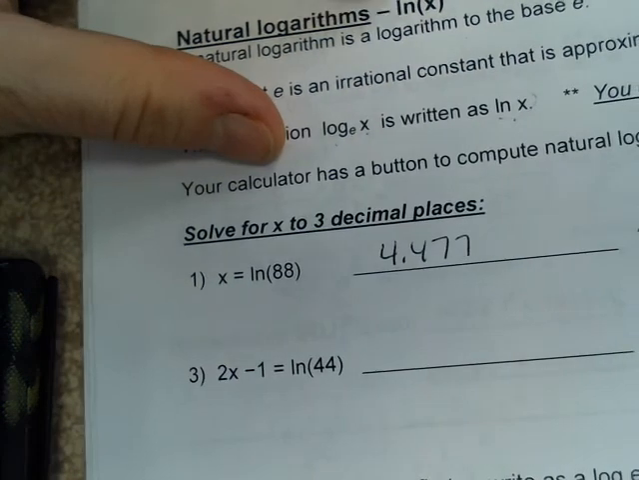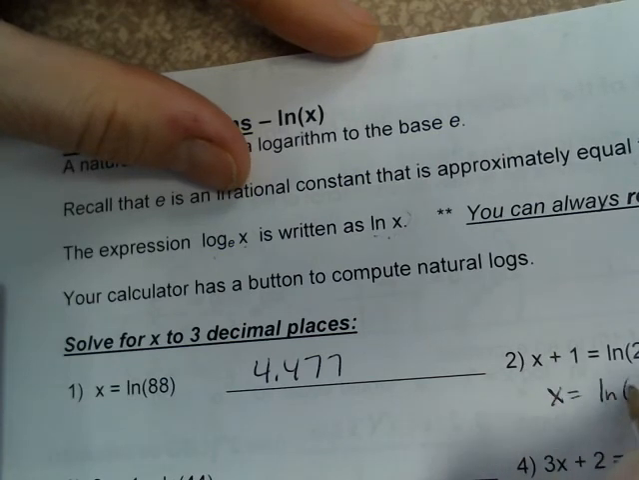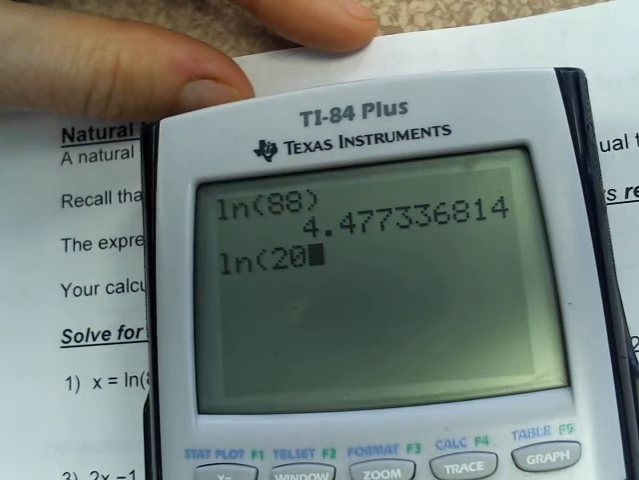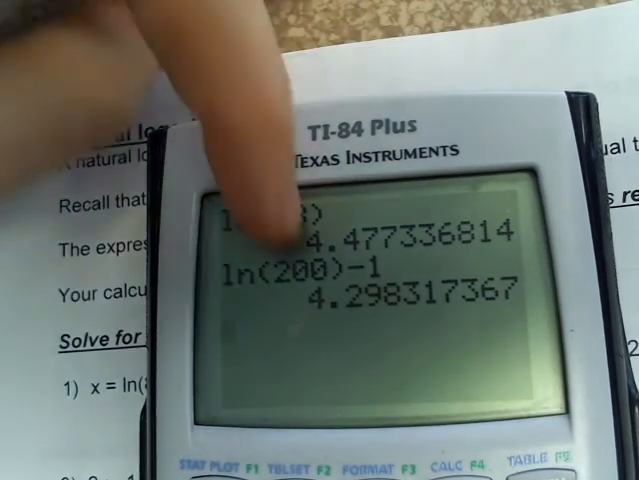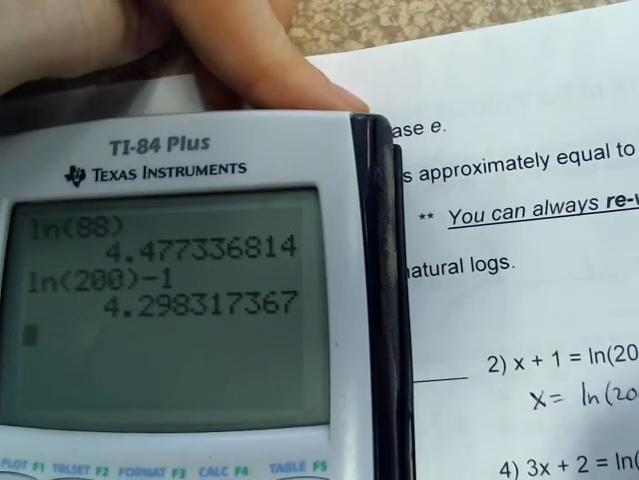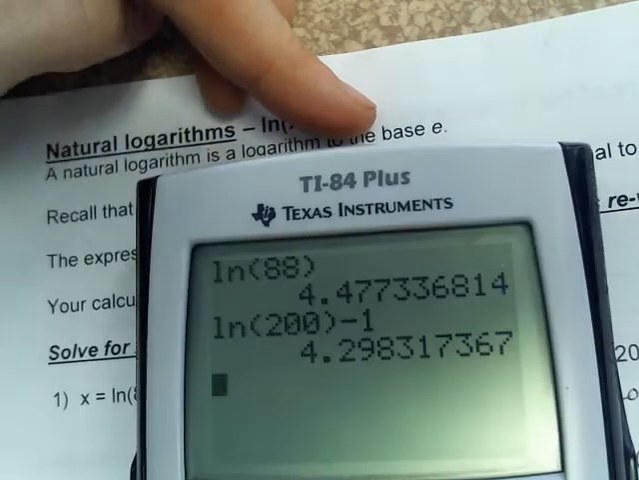Over here, we're just going to subtract 1 from each side, so x is equal to the natural log of 200, parentheses, minus 1. So in the calculator, we're just going to do the natural log of 200, close up the parentheses, and subtract 1 from that. Be sure you close up the parentheses or you're not going to get the right answer. So this is 4.298 if you round it to 3 decimal places correctly.